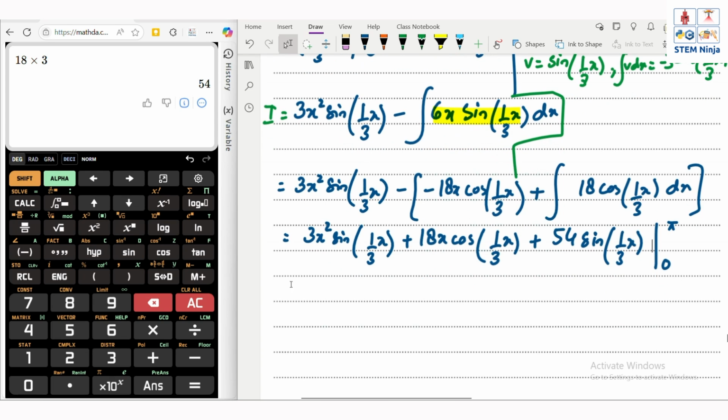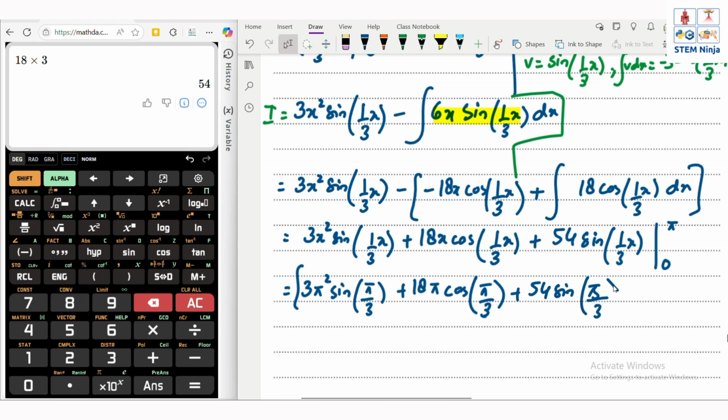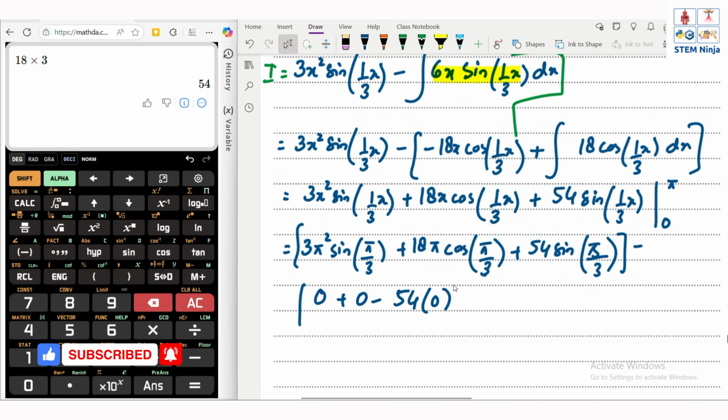All right, now we need to plug in the values. So 3 pi squared sine pi by 3 plus 18 pi cos pi by 3 plus 54 sine pi by 3, minus 0. 54 times 0, because that is 0. So that will also be 0.